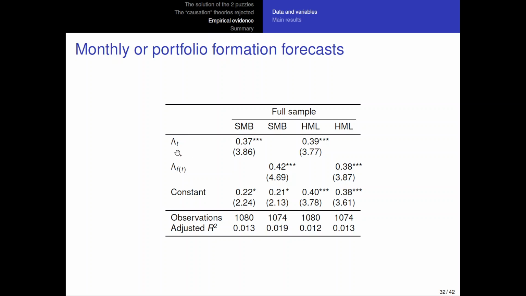Of course, I don't make much of this difference, and I use only this one here, right? Because this is what the theory says, that what matters is the price of risk at the portfolio formation date. But because they're so persistent, it also works if you use the monthly variable. So this is the first one, to show that it actually forecasts the two premiums.